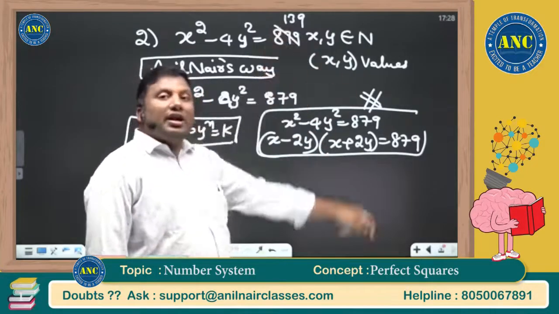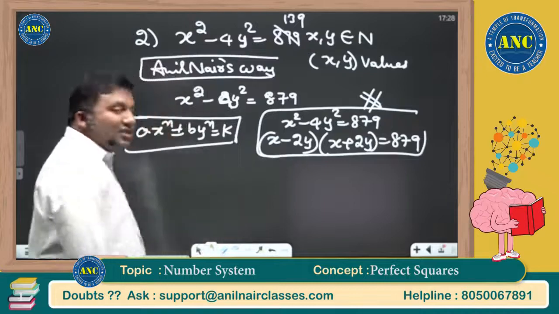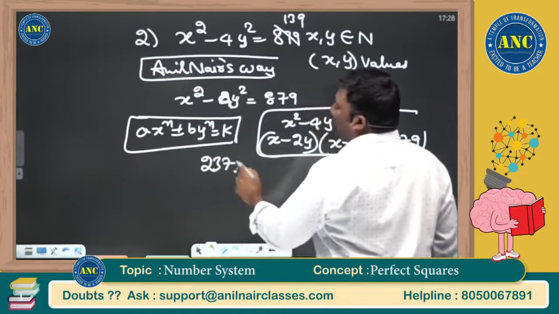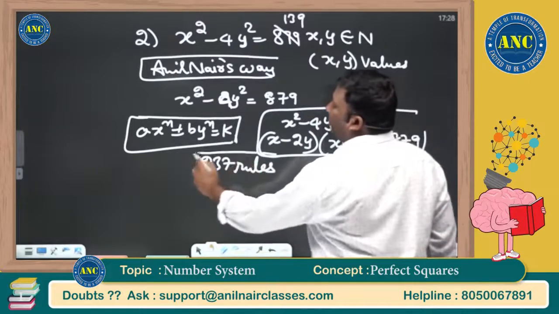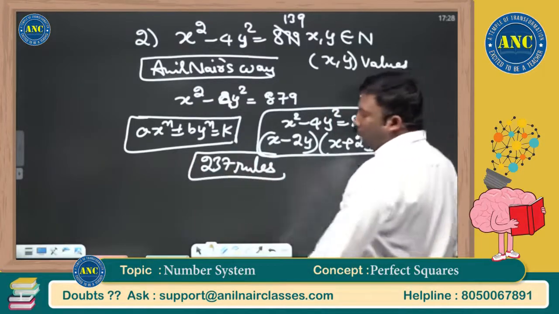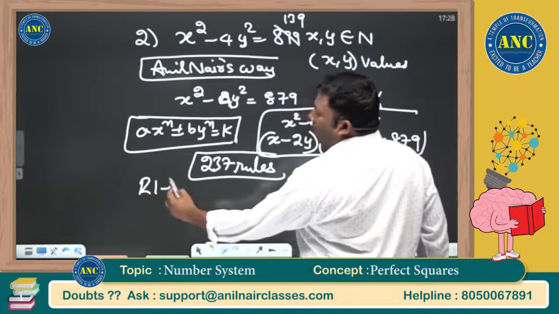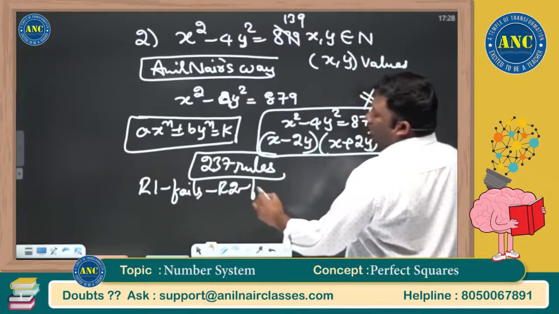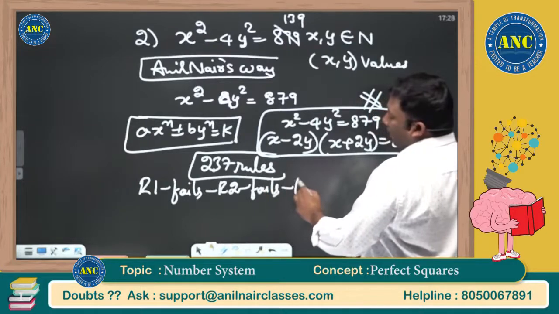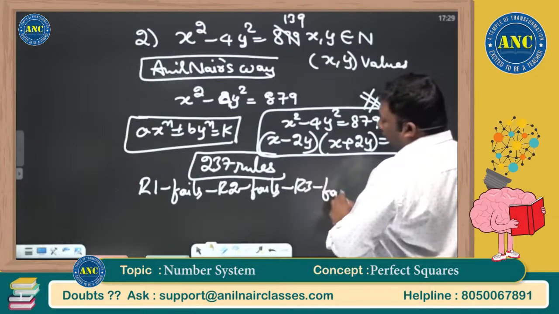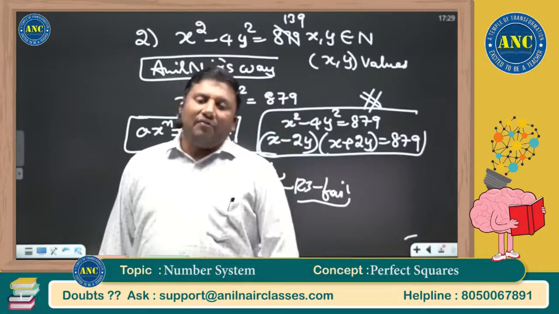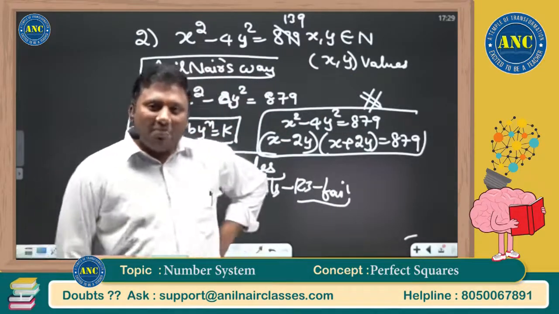How do you check whether a number is a prime number or not? Just for your curiosity, there are 237 rules to check whether a number is a prime number or a composite number. Apply rule number 1. If it fails, go to rule number 2. If it fails, go to rule number 3. If it fails, go to rule number 4. If all 237 rules fail, then the number is said to be a prime number.